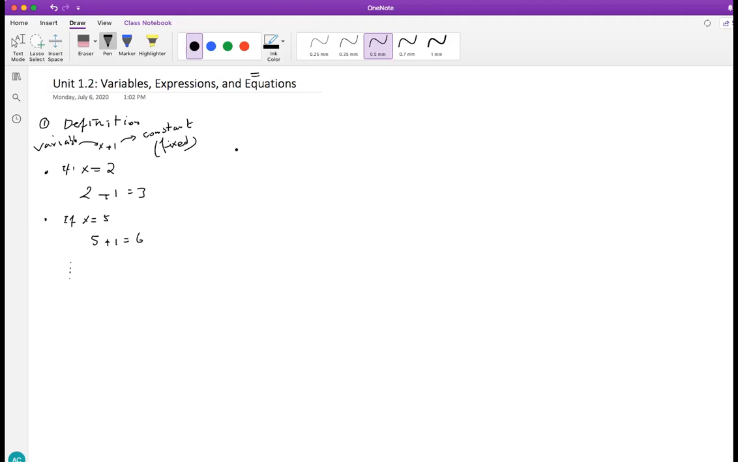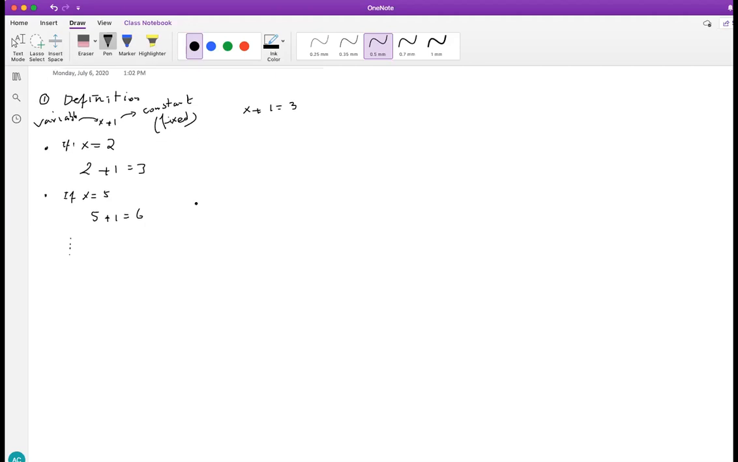If you do x plus 1, and you add an equal sign and some statement on the other side, for example 3, that becomes an equation. We already know that 2 plus 1 is 3, so x must be 2 in order for this to be equal to 3. So that's an equation. This is an expression. And the variable is the letter. Whenever you see a letter in an expression, that's what we call a variable.